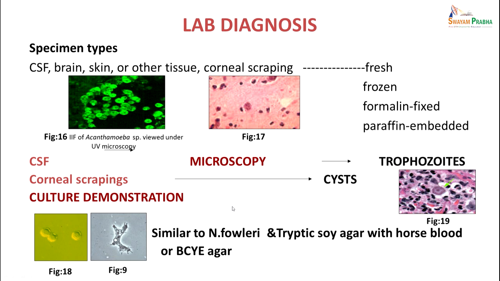Further, you can also grow them on tryptic soy agar with horse blood or BCYE agar, and the growth is similar to Naegleria fowleri, where you can see clearing of those areas. If you wash that area, you will see trophozoites being formed.